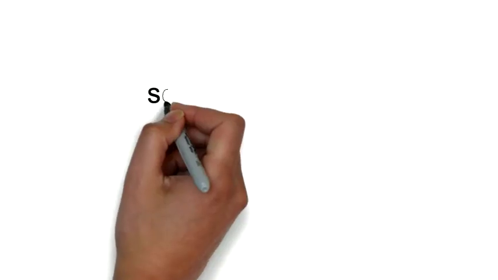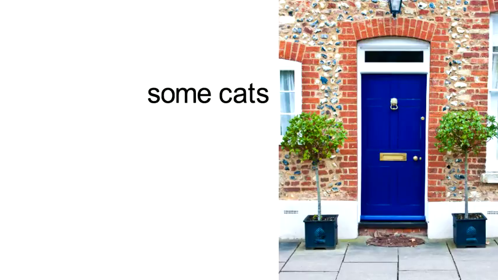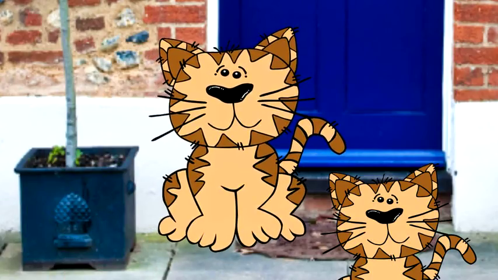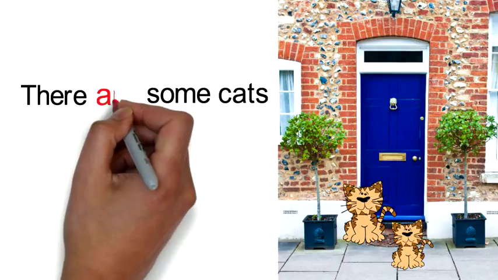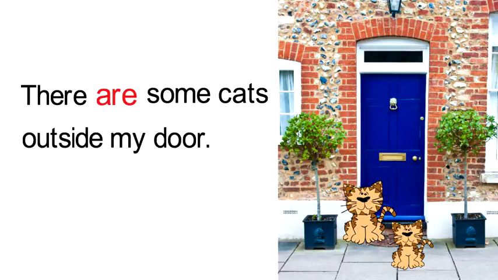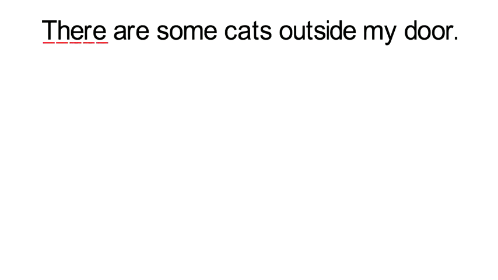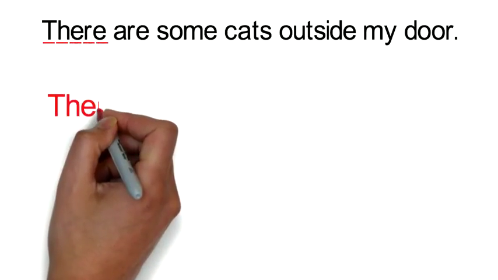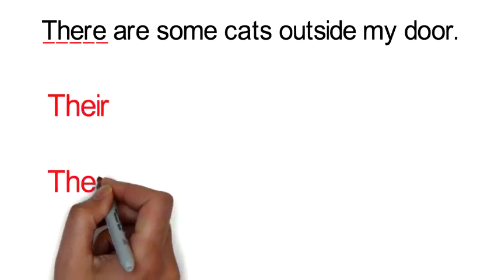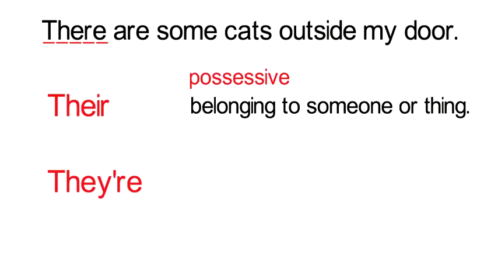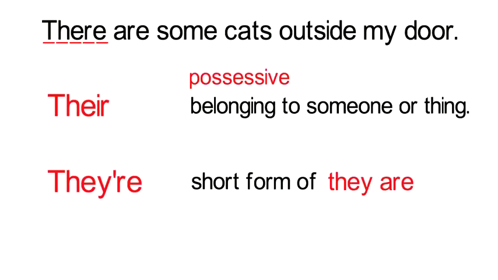If we refer to two or more cats, what would the sentence look like? That's right. There are some cats outside my door. Note the spelling of there. T-H-E-I-R or T-H-E-Y-'-R-E are incorrect.